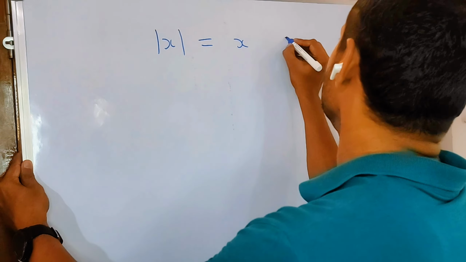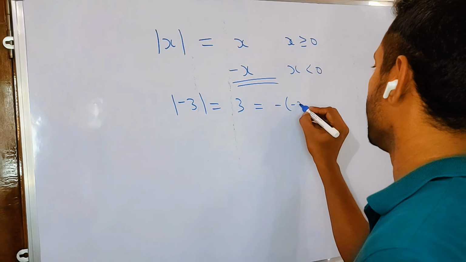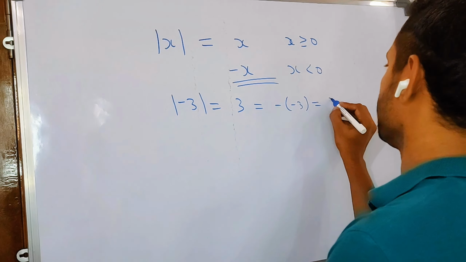Now let's take an example to understand this. So if you look at mod of x, mod of minus 3 is actually equal to 3, right? And you can use this part of the equation to arrive at this. So this can be written as minus of minus 3, which is equal to 3.